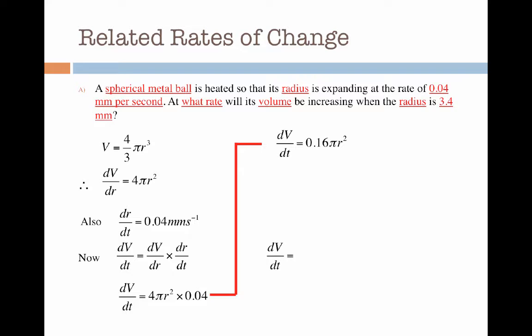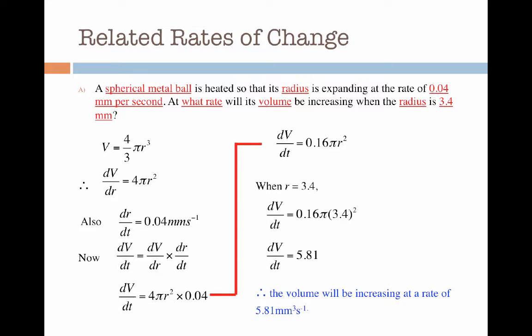Now r is still a variable, so I know from the question that r is 3.4, or at least that's what we want to find the rate when the volume is increasing when the radius is 3.4. So subbing that into my dV dt, I calculate my answer as 5.81. So I should write a worded answer for a worded question. The volume will be increasing at a rate of 5.81 millimeters cubed per second.